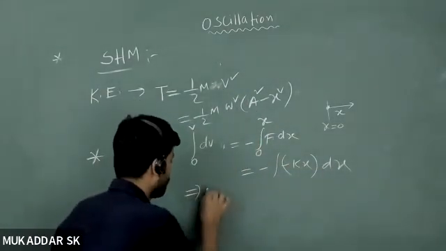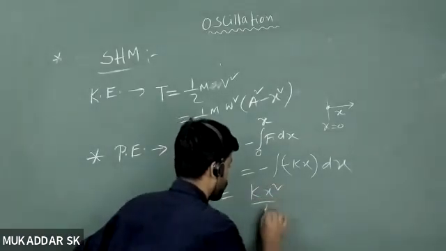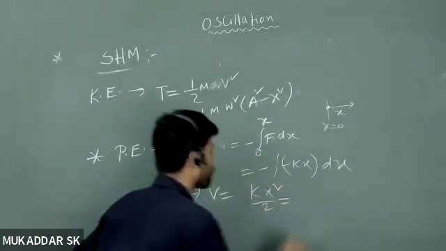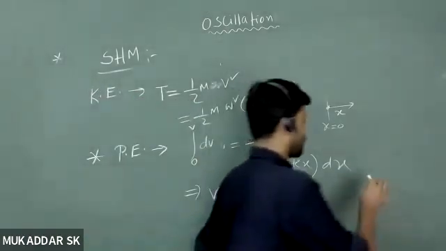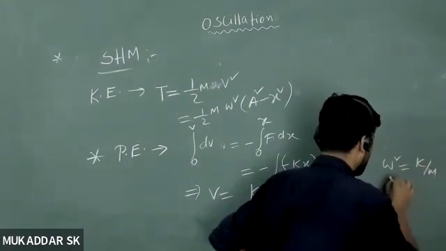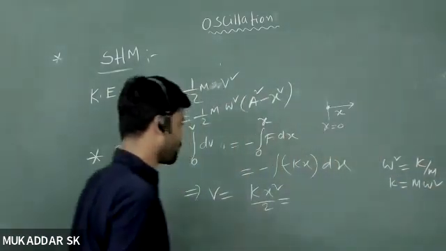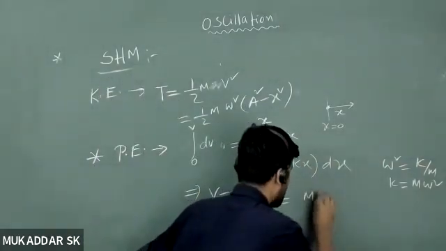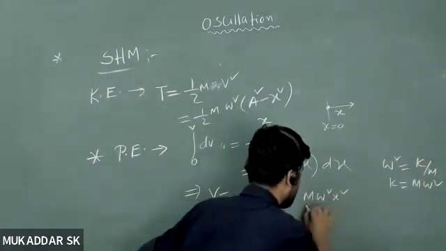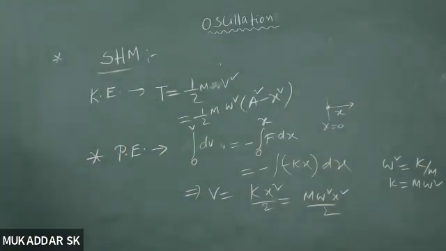So if you integrate it, you will get V equals kx square by 2. And you know k is what? Because you already have defined omega square equals k by m. So it means k equals m omega square. So if you substitute it, you will get basically m omega square x square by 2. Is this part clear? This part clear to all?